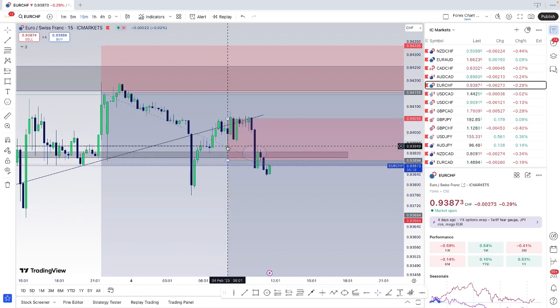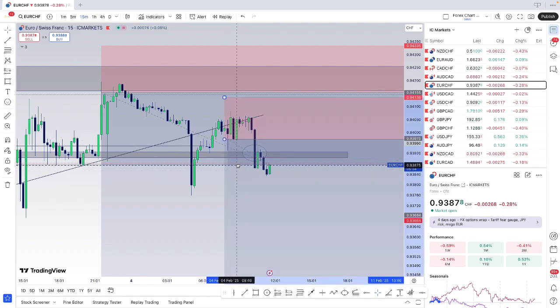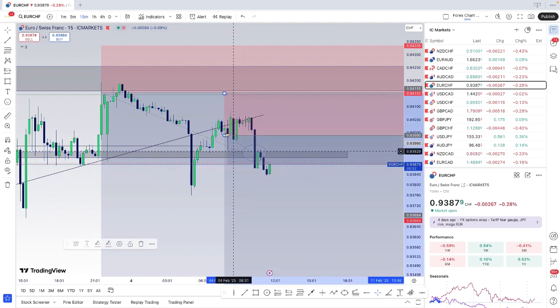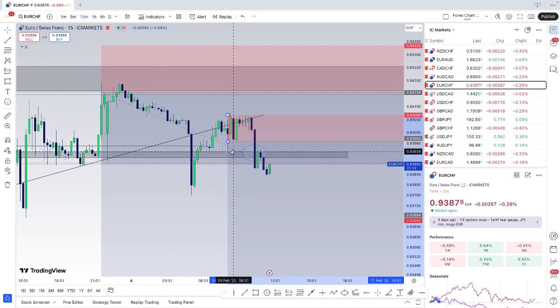It's tried testing this level. We've got a bit of indecision. Buyers have tried to take advantage of it. Sellers have then engulfed it, and now we could look for a continued move down there, and we could look for even a possible entry above those highs or whatever. But it depends what you're looking at.